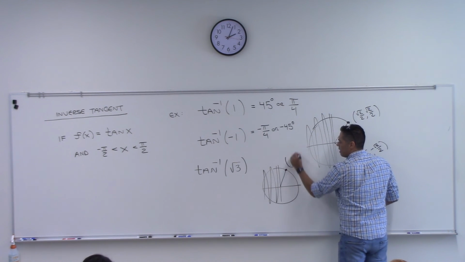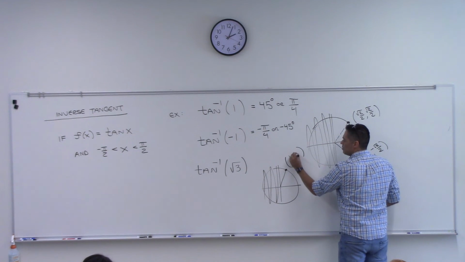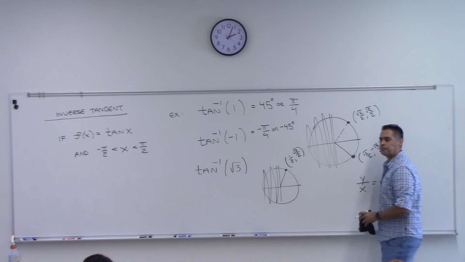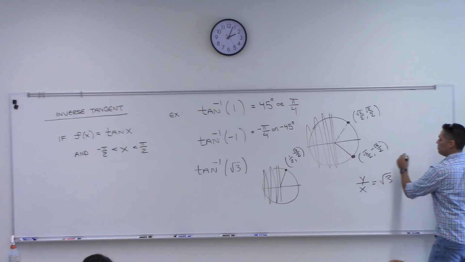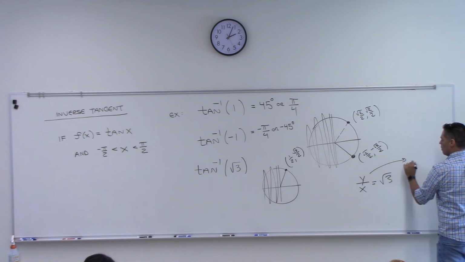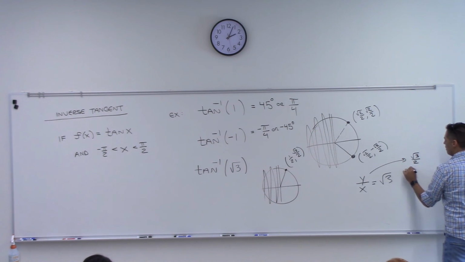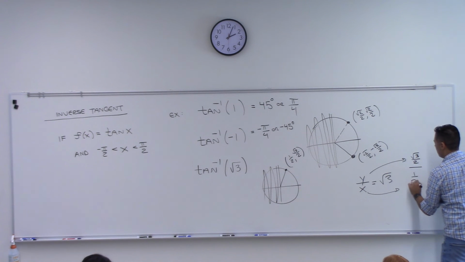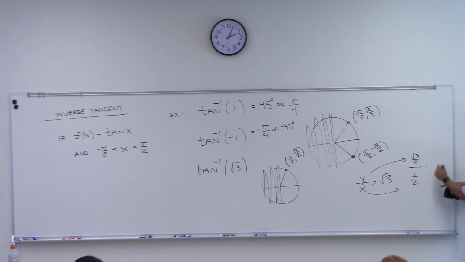So let's take a look at that. This is 1/2. This is root 3 over 2, right? Take the y-coordinate, root 3 over 2. Divide it by the x-coordinate, 1/2. And then you flip, right? And this becomes root 3 over 2 times 2 over 1. And the 2's cancel, you get root 3.